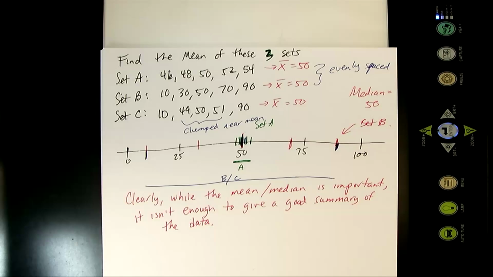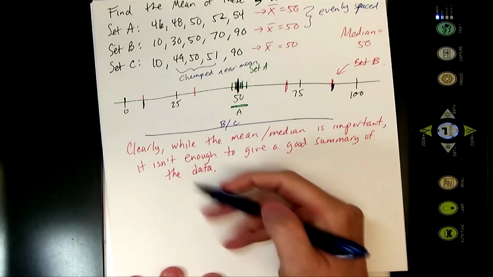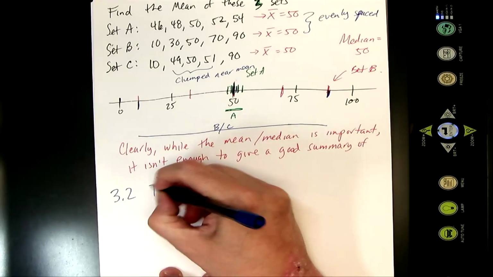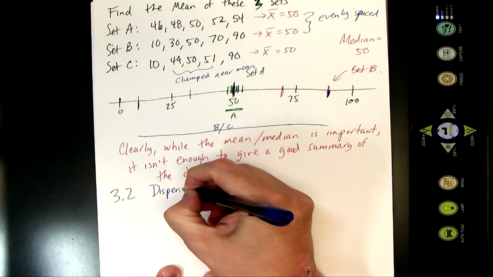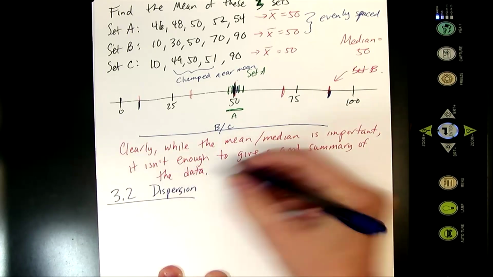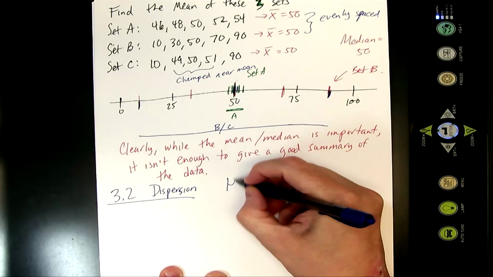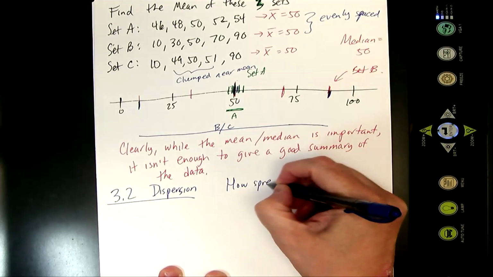You need more than that. So that's where 3.2 comes in. 3.2 is on something called dispersion. Dispersion is how spread out the data is.